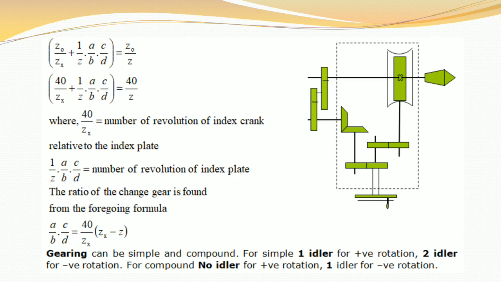Gearing can be simple and compound. For simple, 1 idler for plus rotation, 2 idlers for minus rotation. For compound, no idler for plus rotation, 1 idler for minus rotation. You have to remember this for the math. Again, for simple, 1 idler for plus rotation, 2 idlers for minus rotation, and for compound, no idler for plus rotation and 1 idler for minus rotation. So that is the basic thing you have to remember to do this.